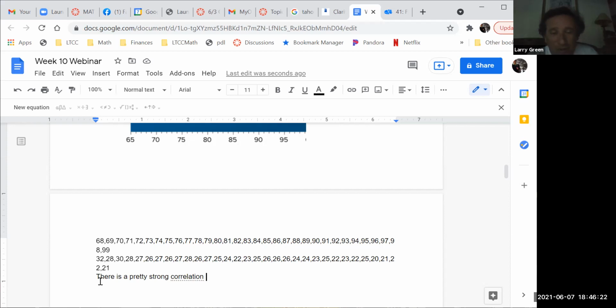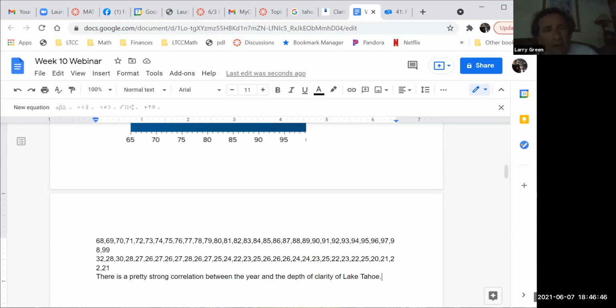So there's a pretty strong correlation between the year and the depth of clarity of Lake Tahoe. Any questions on this example so far?